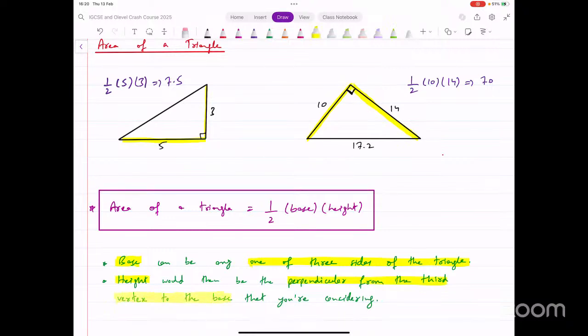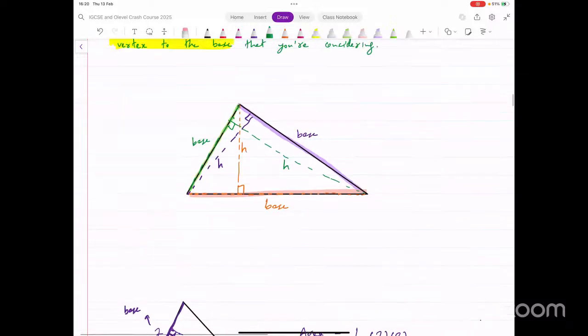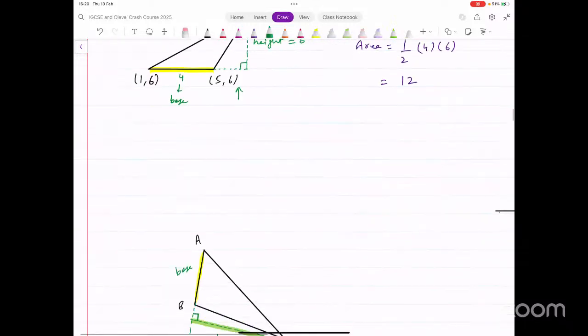Okay, now sometimes it can be one of the sides of the triangle when it's a right angle triangle. At other times, when it's not a right angle triangle, the height is not going to be one of the sides. Base will be one of the sides, and then height will be the perpendicular, like this, right? We looked at the different cases that you can have in this case. Sometimes the height can be outside the triangle as well.